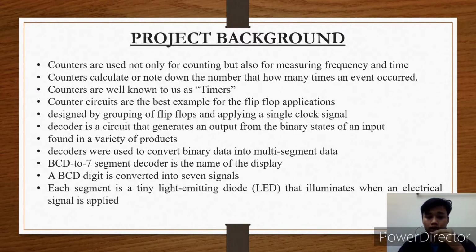Next, a decoder is a circuit that generates an output from the binary state of an input signal. It's found in a variety of products including digital watches, calculators, and cell phones. Decoders were used to convert binary into multi-segment data, which was then utilized to drive the display. BCD to 7-segment decoder is the name of the display. A BCD digit is converted into 7 signals which are utilized to drive the display segments. Each segment is a tiny light emitting diode, an LED, that illuminates when an electrical signal is applied to it.